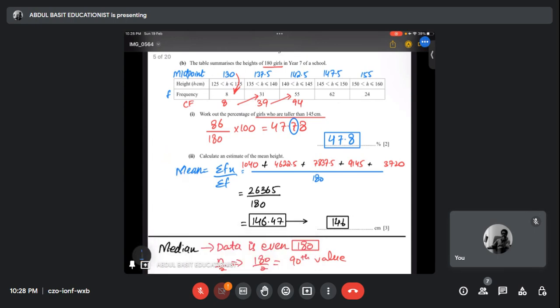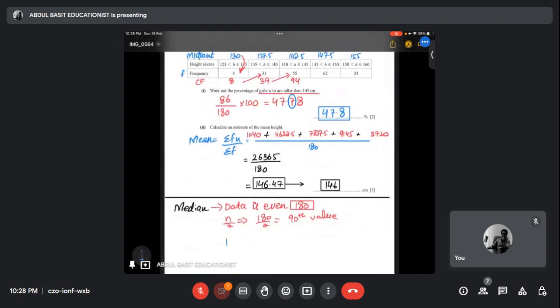Do you agree with me? Yes, sir. So 140 to 145 is my median class. Okay, Ramsha, which one of the following is the modal class? Meaning where will the mode be? Where is the most repeated data? Please have a look and tell me. 145 to 150. Yes, very good, because it has the highest frequency.